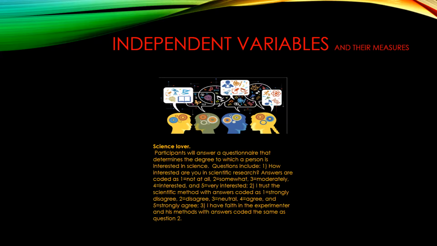The fourth variable is that of science lover and will be measured by a brief questionnaire. It asks the question, how interested are you in scientific research? Then the participant will use a Likert scale to indicate the level to which the participant agrees with these 2 statements: I trust the scientific method, and I have faith in the experimenter and his methods. A value will be given indicating the participant's degree of interest in science.